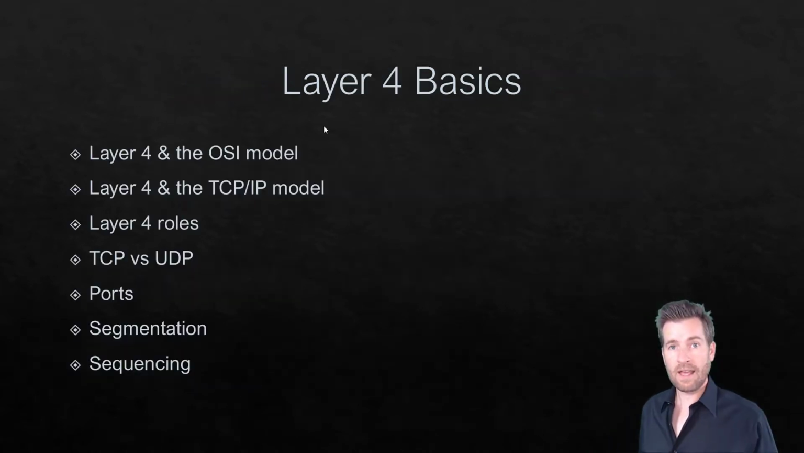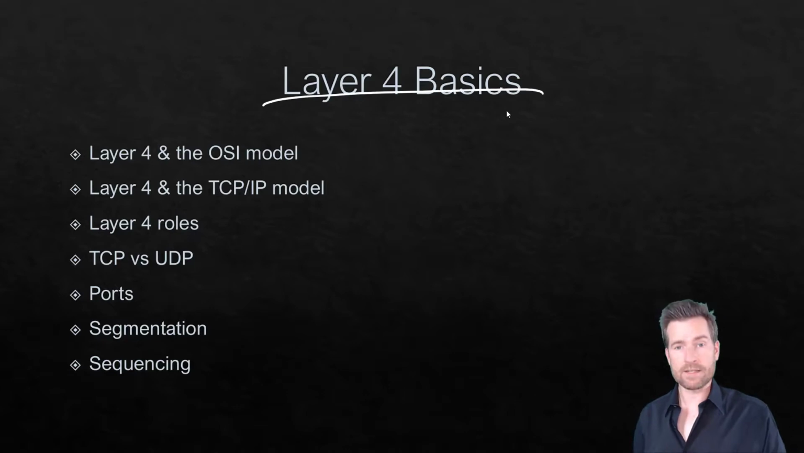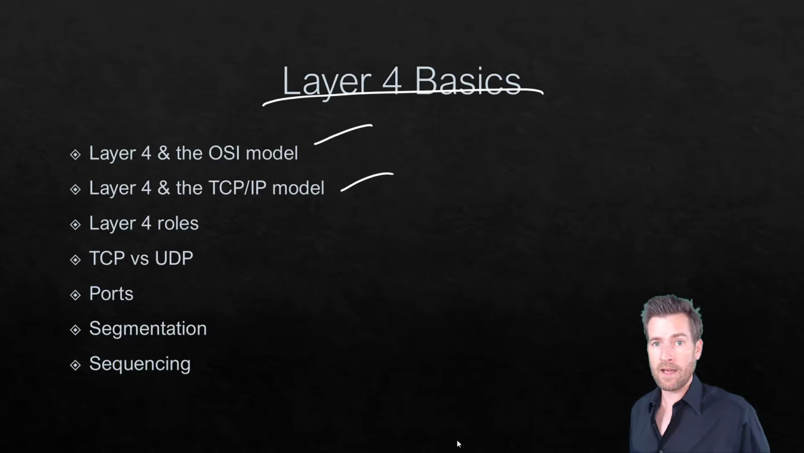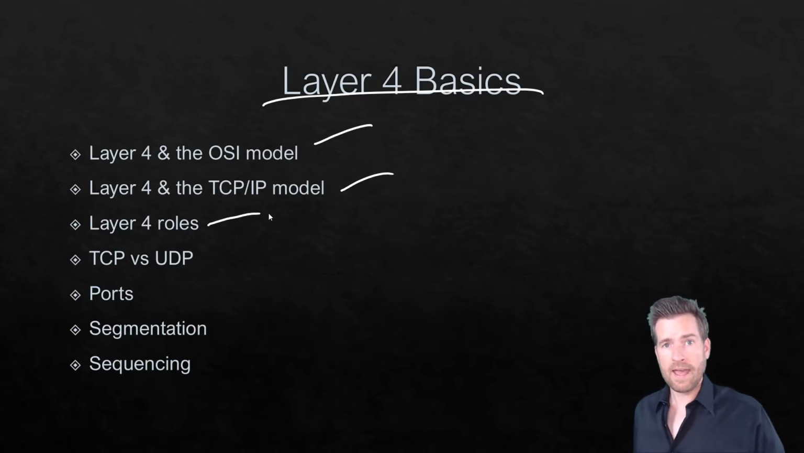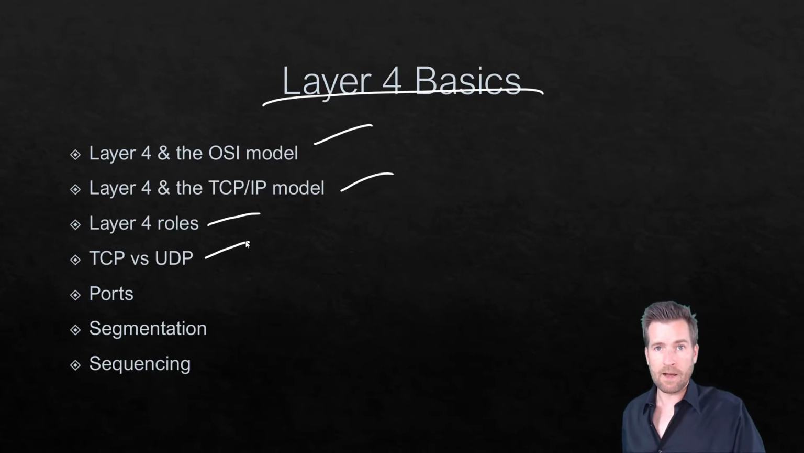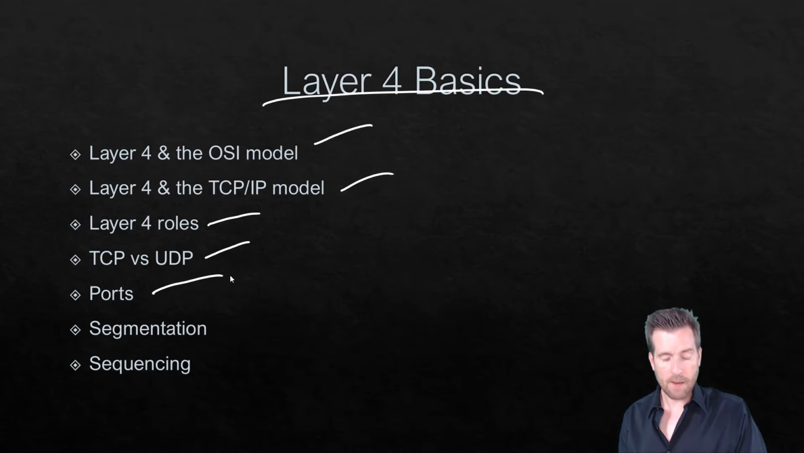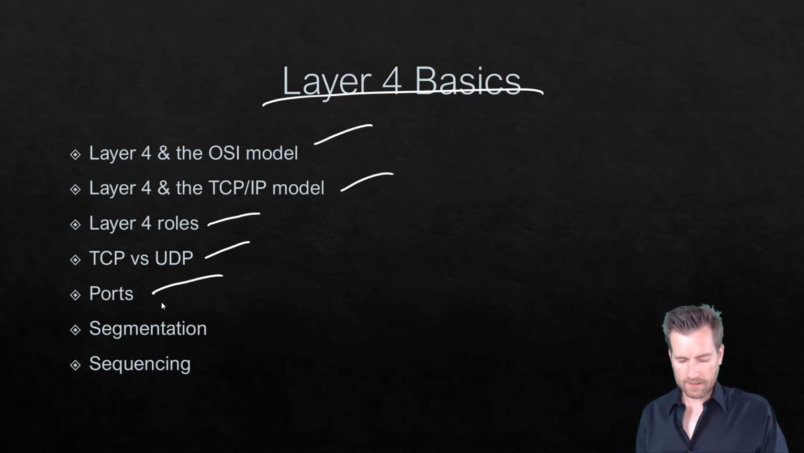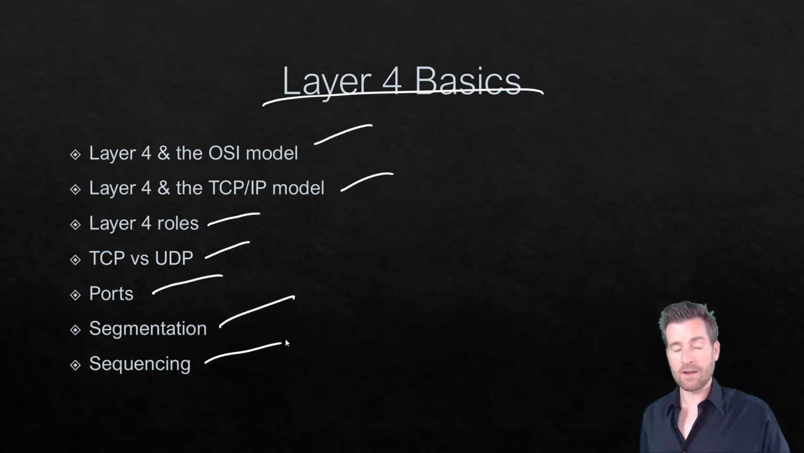All right, layer 4 basics. We talked about layer 4 from the OSI model perspective and the TCP/IP model perspective. We talked about the roles of layer 4 and what certain roles are incorporated into layer 4. Those roles will vary a little bit depending on what protocol you're talking about, whether it's TCP or UDP. We talked some about ports. There's a lot that happens within the ports. So we talked a little bit about the ports and the segmentation, and finally about sequencing and reassembly on the other side.